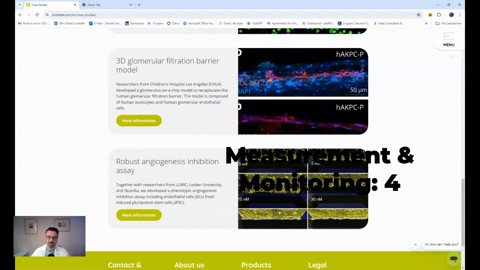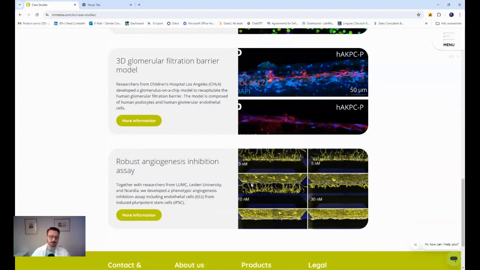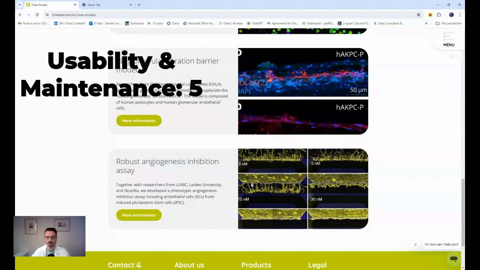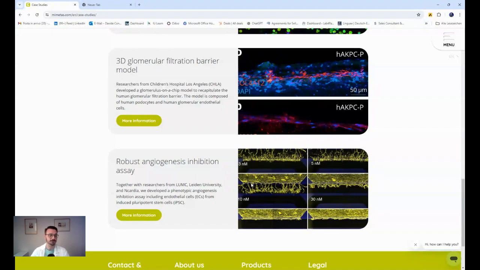In terms of usability and maintenance, you could not imagine anything better. It's really super user friendly, easy to maintain. Obviously, it's just a plate. You don't need any other instruments or fancy stuff. Also, it's flexible. You pipette your stuff inside and get it out. So really a nice, really simple model. That's a good 5.